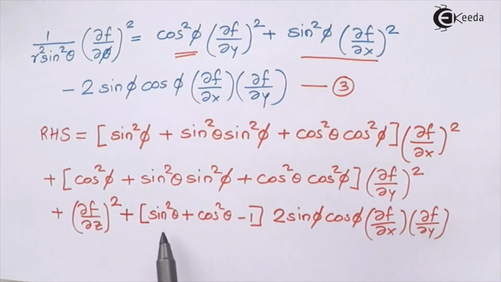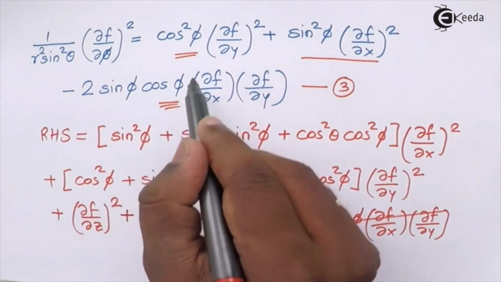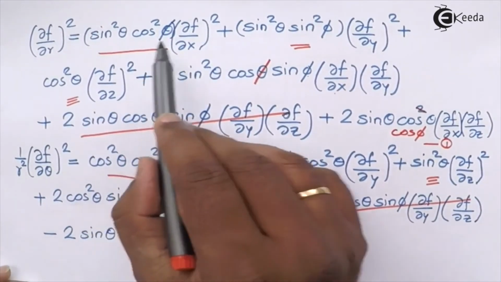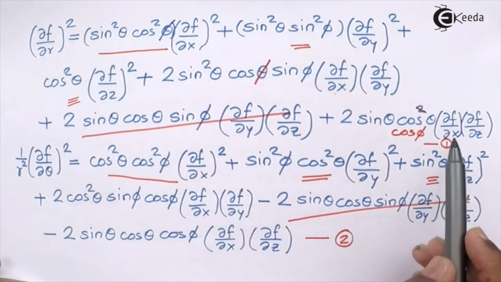Now one more thing is here, if I add this sin²θ plus cos²θ, it is 1, and 1 minus 1 is 0. It means this term is also gonna be 0. So I'll cancel it. So these three terms are over from equation number 3. From equation number 1, all terms are over except the last term.